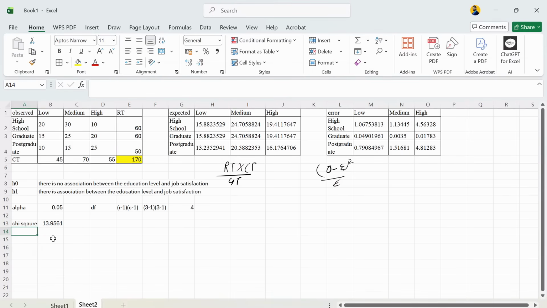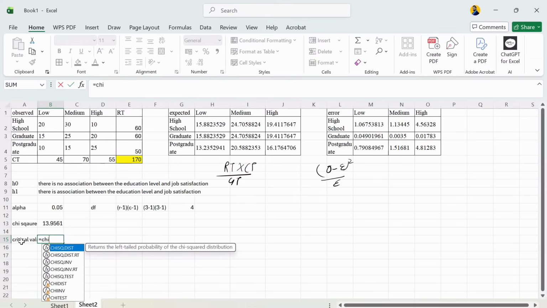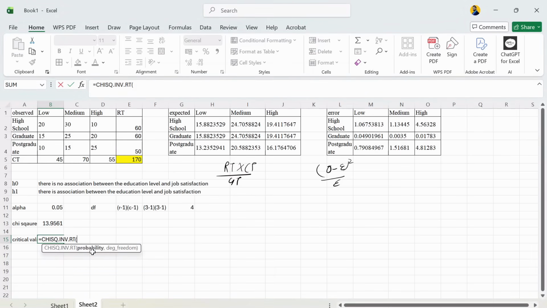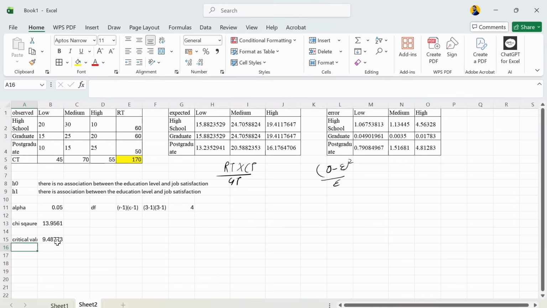As I told you, first we will find the value, then we will find the critical value to compare. For the critical value, we will use equal, because we are doing the chi-square test. So we will start with chi-square. And I have mentioned earlier, for finding the critical values we always go for INV, inverse, and we go with RT, right tail. Select this, and now they are asking about the probability. So select alpha in this, comma, degree of freedom is your 4, bracket close and enter. So this is your critical value.